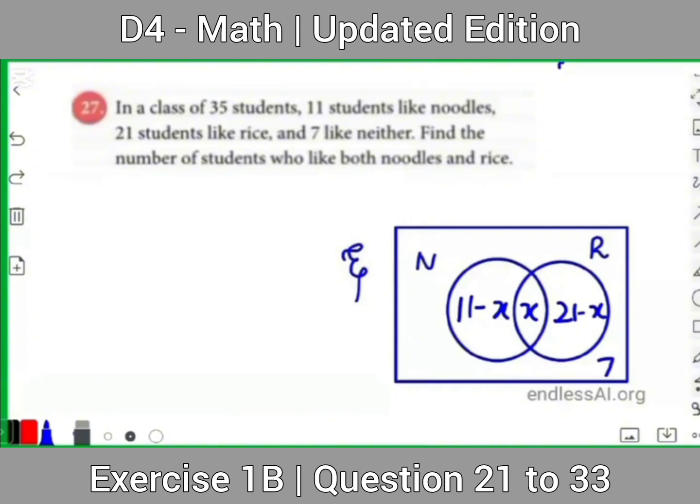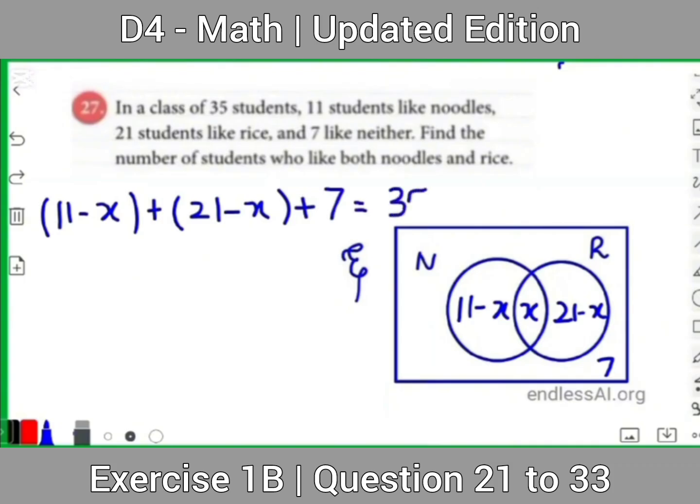So here we will add up all the information. 11 minus X is the number of students who like only noodles, plus the number of students who like only rice, 21 minus X, plus 7, the number of students who like neither noodles nor rice, plus X, those who like both, equals 35, the total number of students. Now we will simplify this: 11 minus X plus 21 minus X plus 7 plus X equals 35.